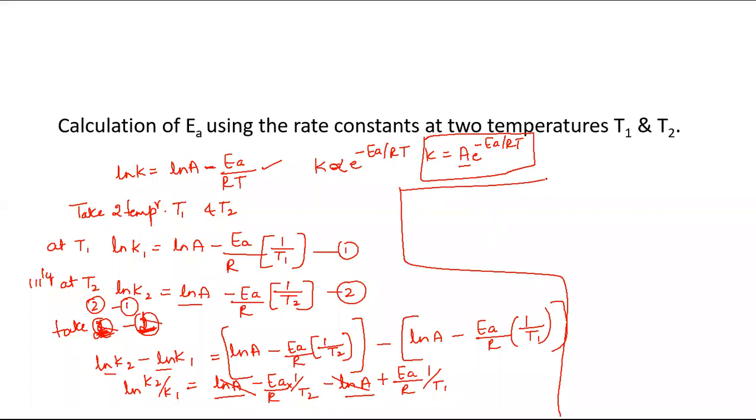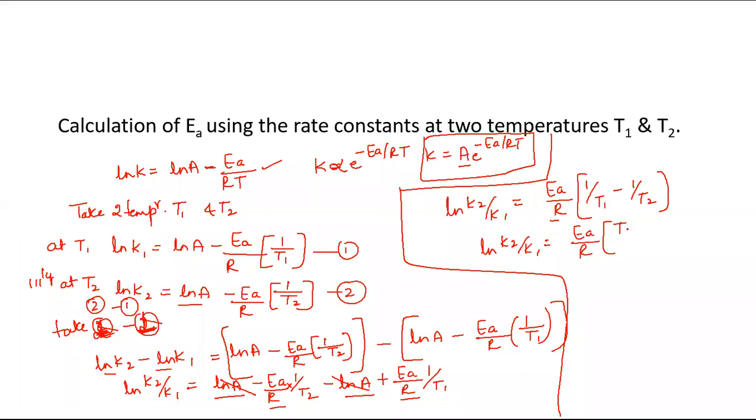Continue, see. Right, so ln K2 by K1 is equal to, what remains, positive first let us take, EA by R, if we take that common, 1 by T1 minus 1 by T2 we will get. Okay, EA by R I have taken common. Since there is a negative sign, I take it in the middle. EA by R T1 I take first since it is positive. Then finally ln K2 by K1 is equal to EA by R T2 minus T1 divided by T1 into T2 as a LCM.